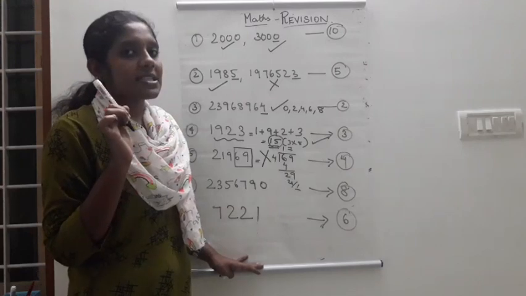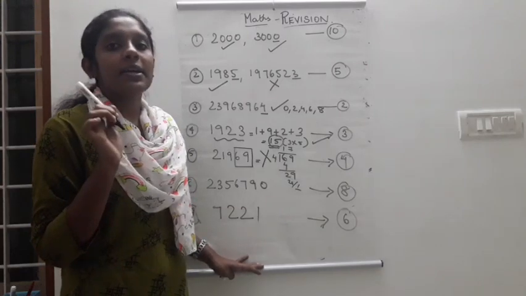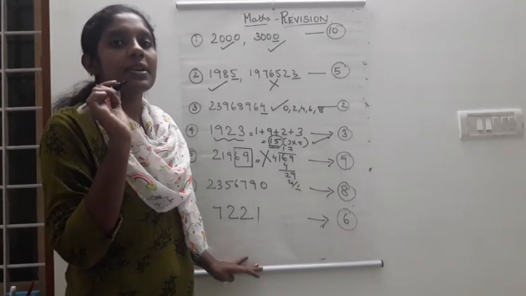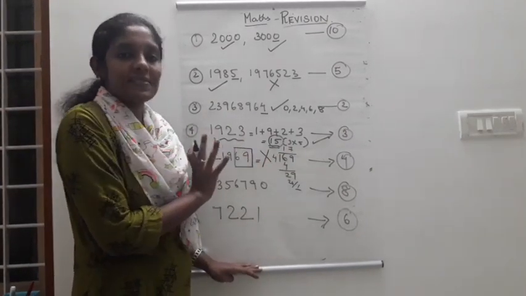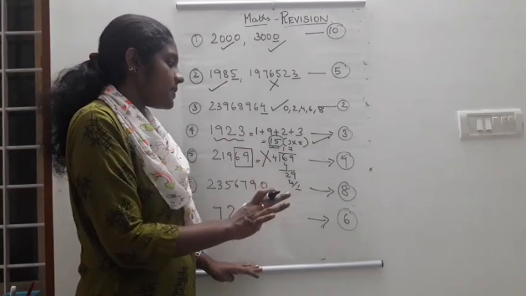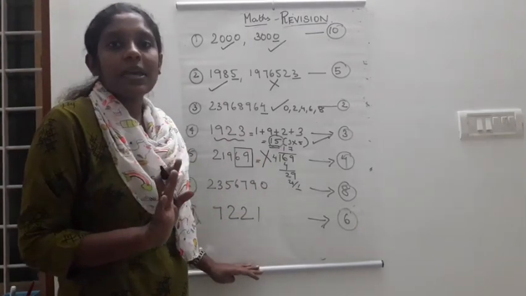What was the divisibility test of 4? You have to find the number in the ones and tens place, and if the number in the ones and tens place is divisible by 4, that means the whole number is divisible. Here 69 is not divisible by 4. That means it will not be divisible.